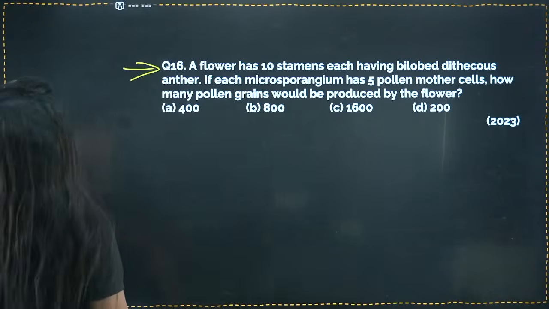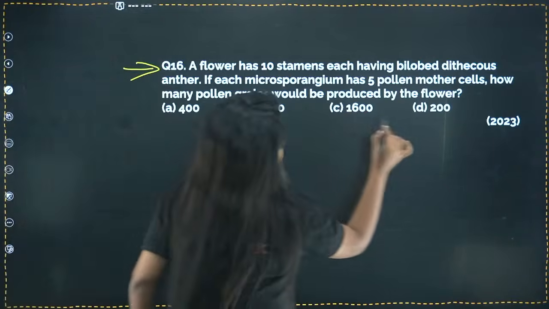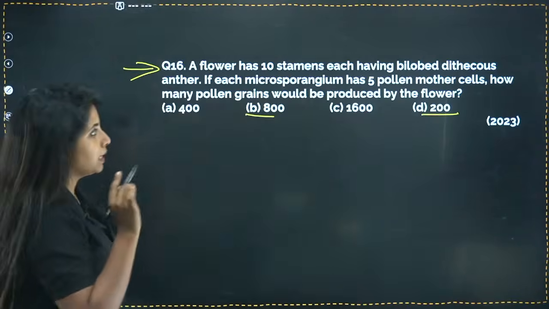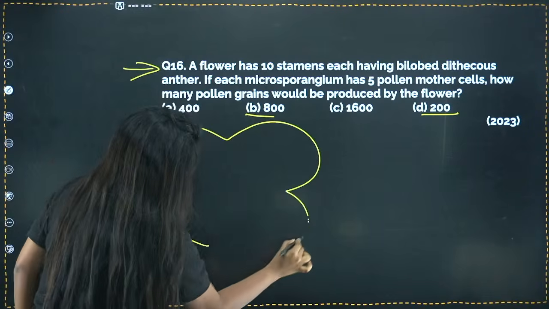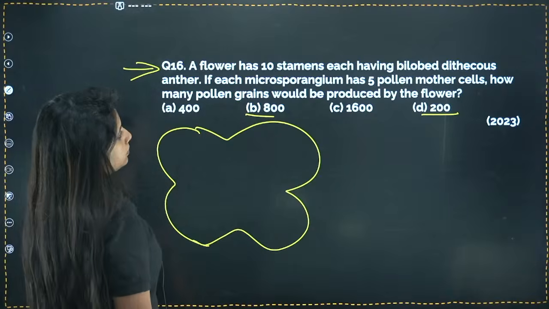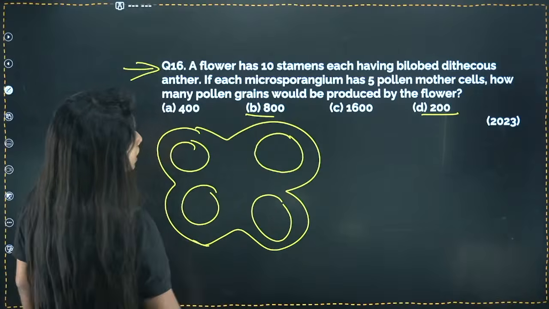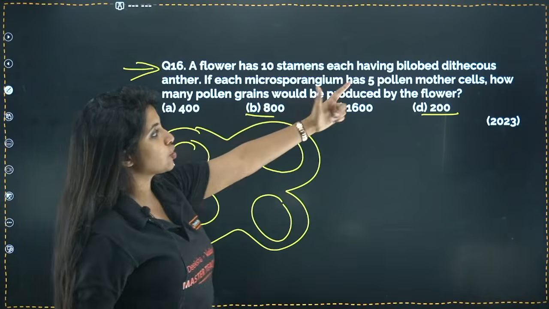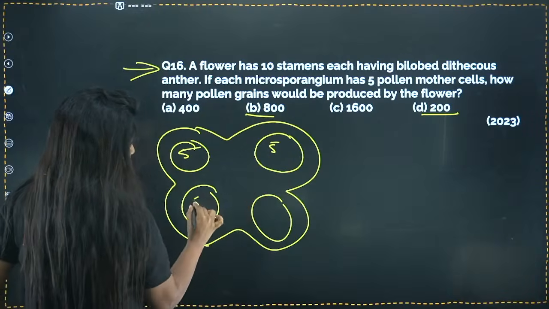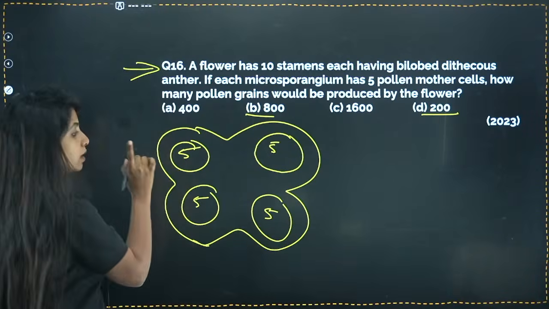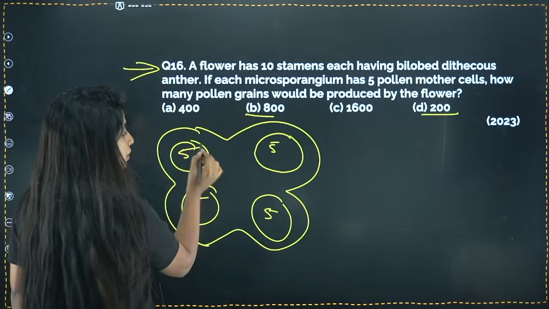Listen to me carefully. When you have a confusion between options, you should make the diagram. When I make the diagram, it comes out in my head like this. Each of them has a microsporangium. Each microsporangium has 5 pollen mother cells. One pollen mother cell is going to give rise to 4 pollen grains. So basically 5 of them will be there.